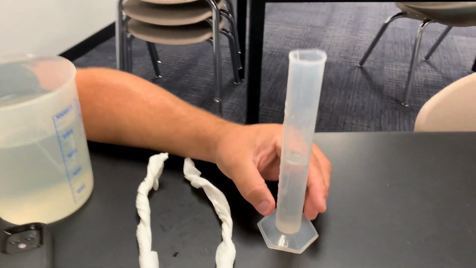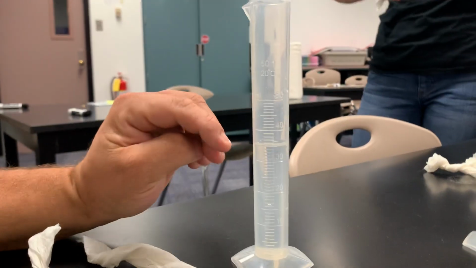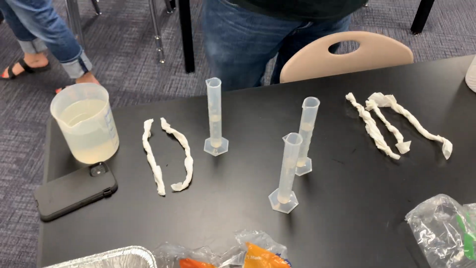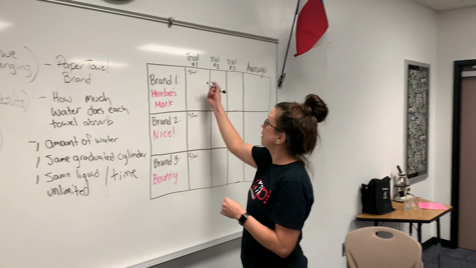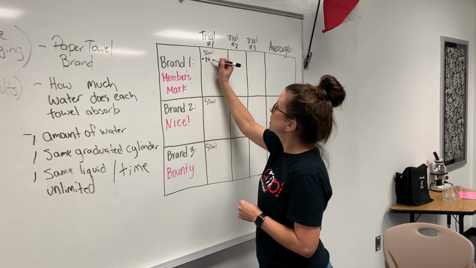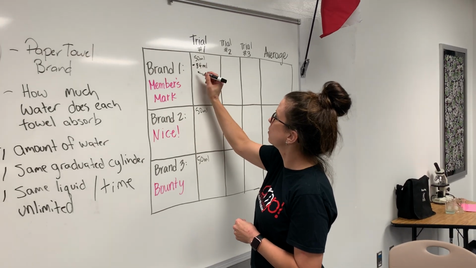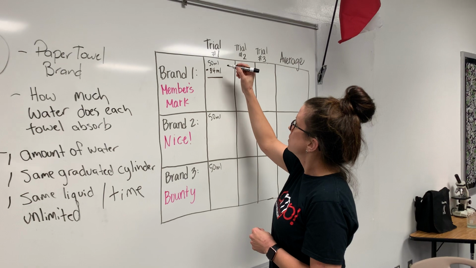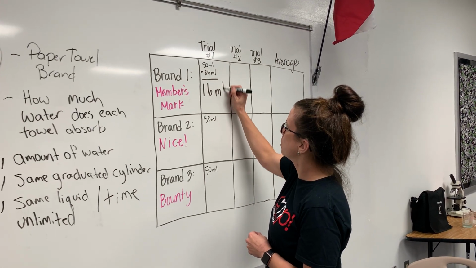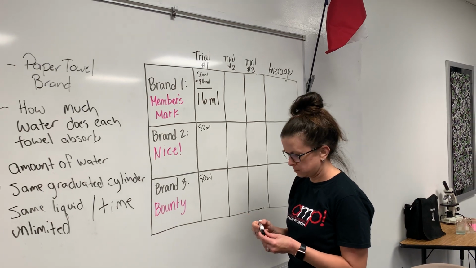At eye level, at the bottom of the meniscus, that is 34 milliliters. So then look, you come over here, and on trial 1, it would be 50 milliliters. There's 34 milliliters left in the graduated cylinder. So that means on the first trial, the paper towel absorbed 16 milliliters.